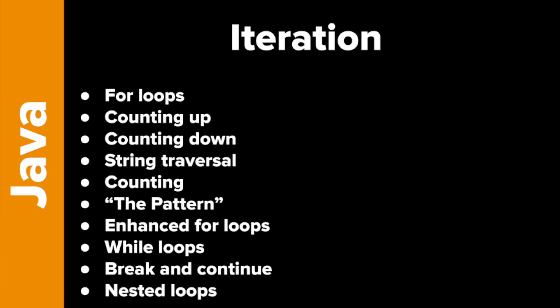Then we looked at break and continue, a couple of useful commands that you may find handy here and there. And we talked about nested loops and calculating execution, the number of times a certain line is executed based on the nesting of the for loops.